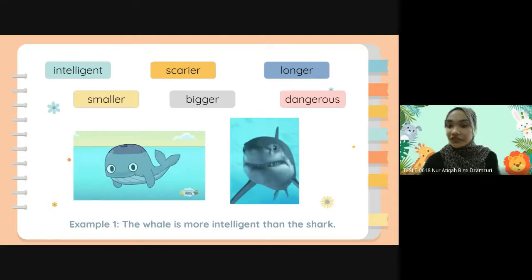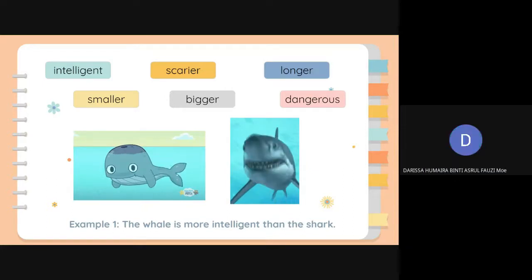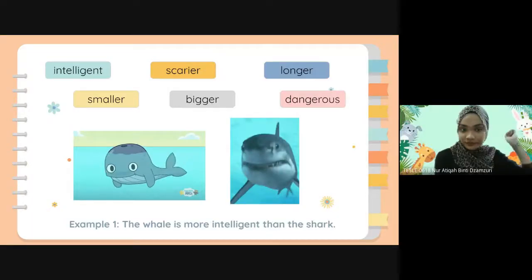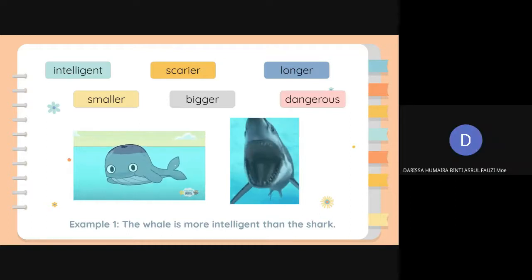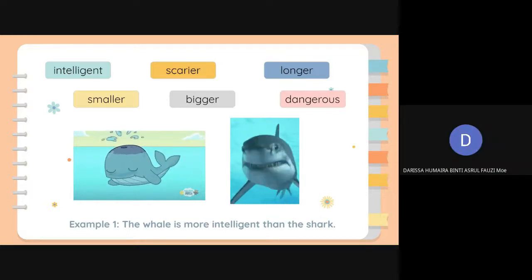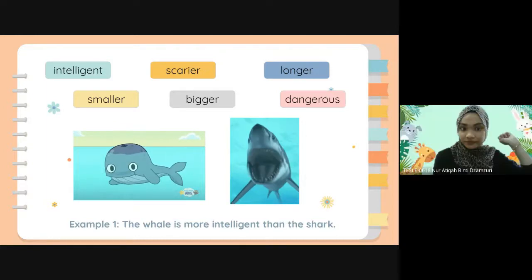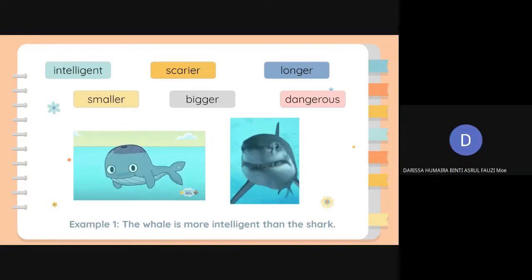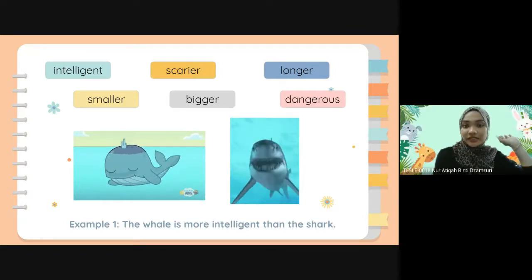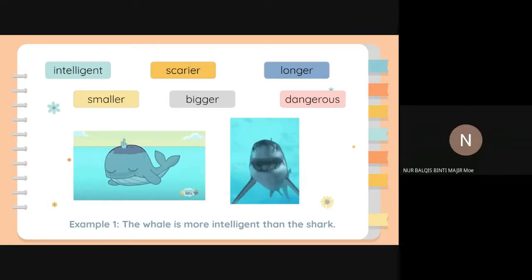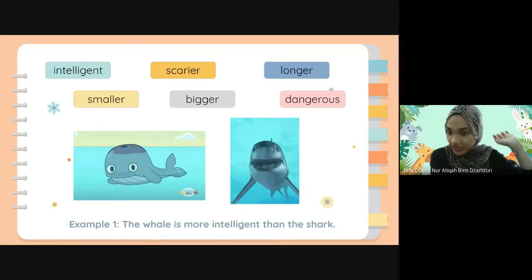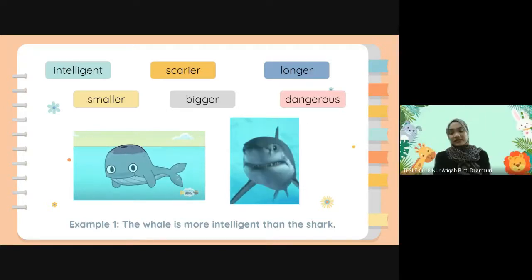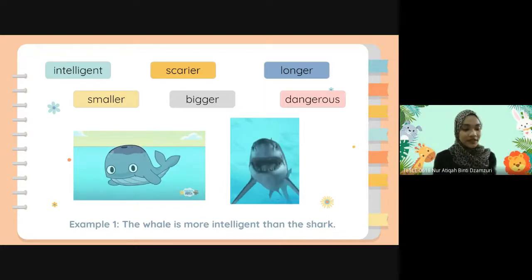Darissa Humaira. The whale is smaller than the shark. Alright, well done. Okay, Hazri. Okay, Hazri, read your answer.